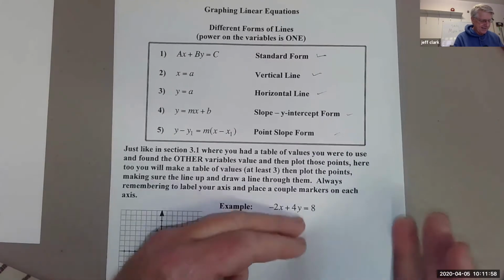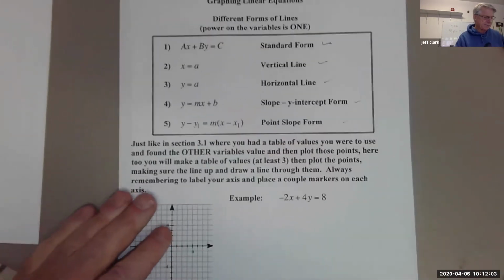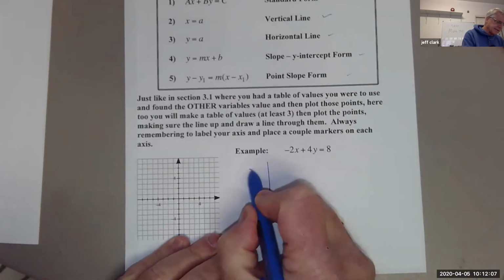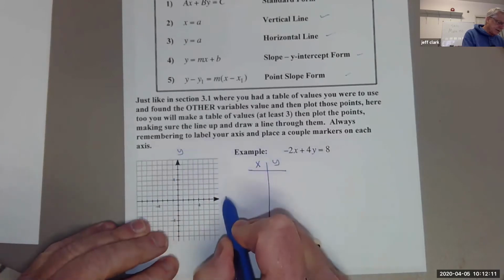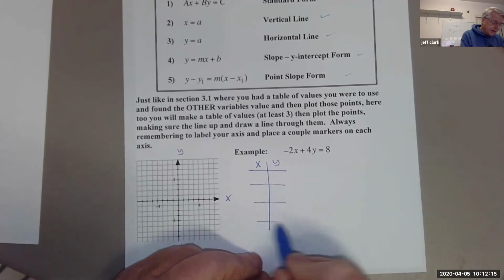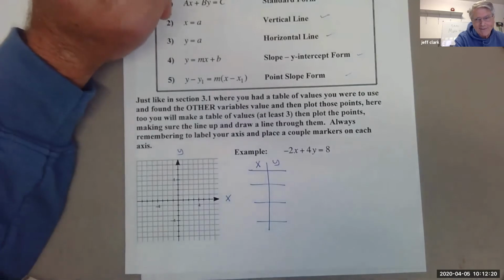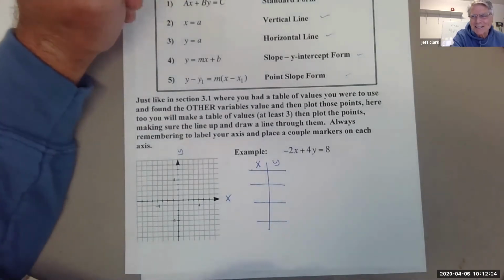So this is the first thing I want you to do. Let's do the first one. Make a table of values like this. Here's your X, here's your Y. And you get to pick any number you want to plug into any variable you want. Guess what's the easiest number to choose and plug in?